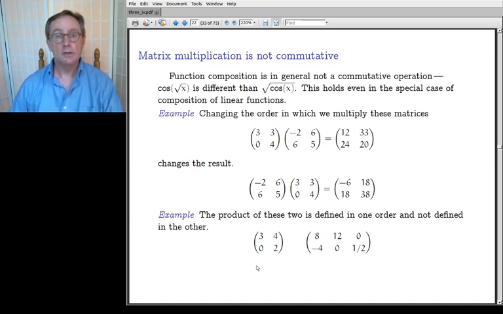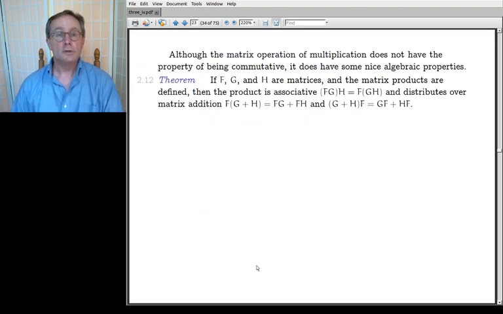So there are some facts that you can observe about matrix multiplication as being a consequence of maps, and that's always our go-to. But you can also observe it just as a consequence of how the parts combine. Although matrix multiplication is not commutative, it does have some reasonable algebraic properties. For example, it's associative: F(GH) is the same thing as (FG)H. It also distributes over addition: F times (G plus H) is the same thing as FG plus FH, and likewise on the other side.